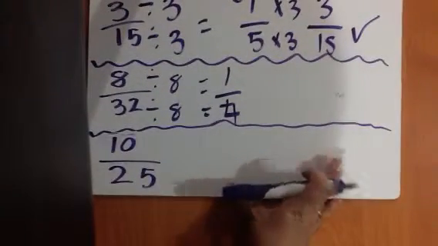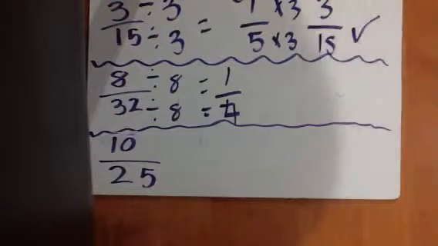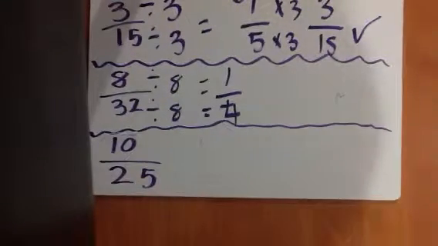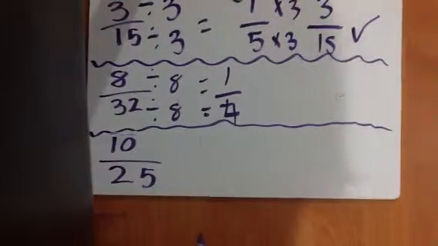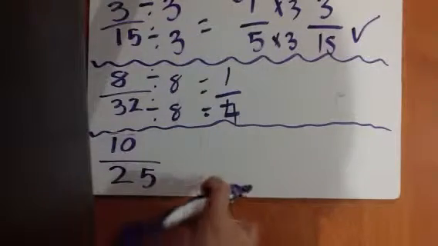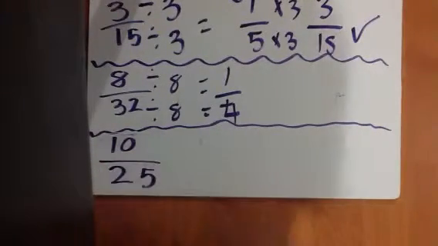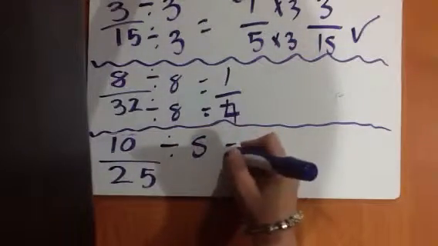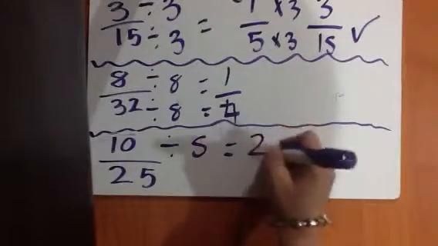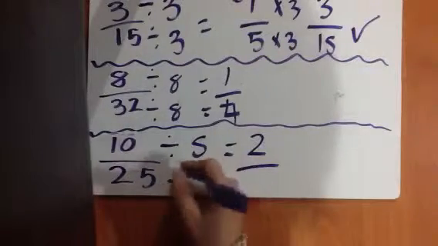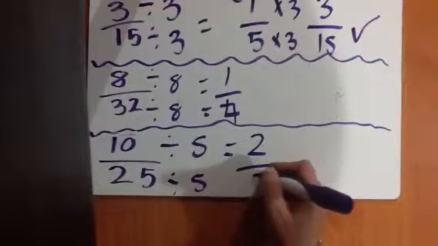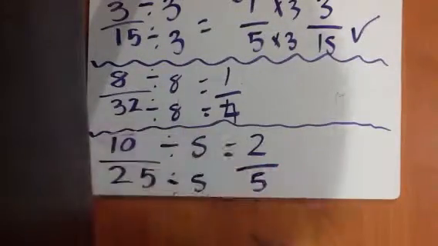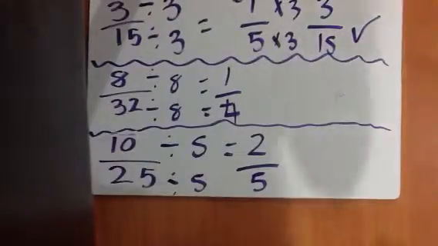And the final problem, 10 over 25. Okay, I'm thinking of my times tables again. The biggest number that goes into both 10 and 25 has to be 5. So 10 divided by 5 equals 2. 25 divided by 5 equals 5. So 10 over 25 is the same as 2/5.